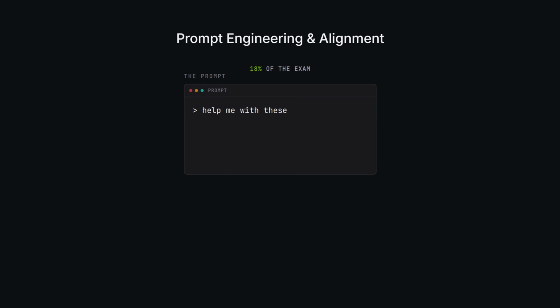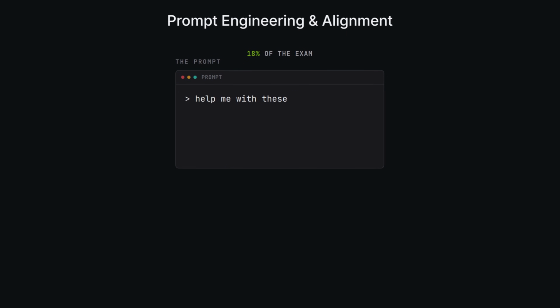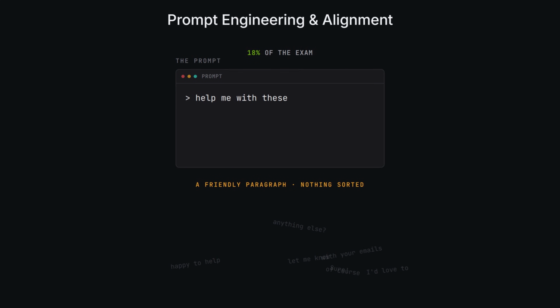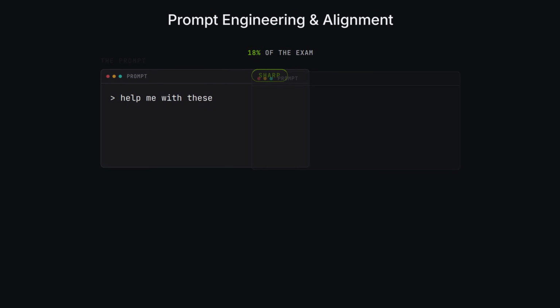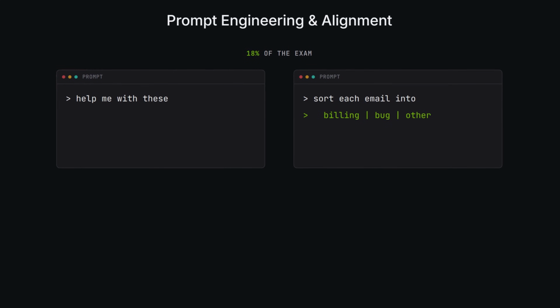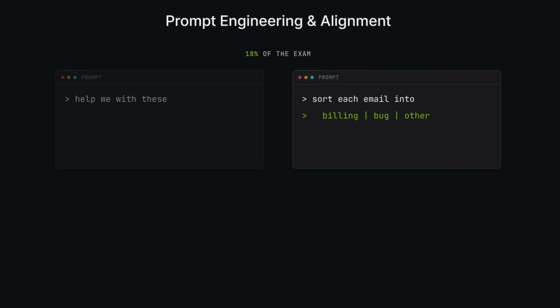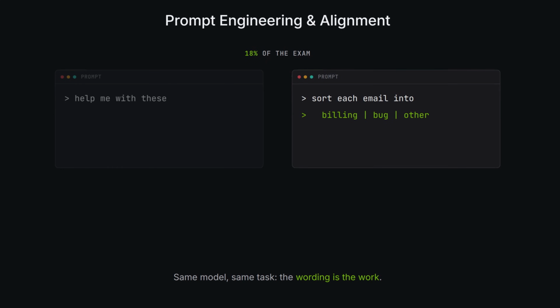Domain 2, Prompt Engineering and Alignment, 18%. Imagine you ask a model to sort customer emails, and you write, "Help me with these," and it hands back a friendly paragraph instead of doing anything useful. The same model, given a sharper prompt, will nail the task cleanly. And this whole domain is about why the wording is the work.